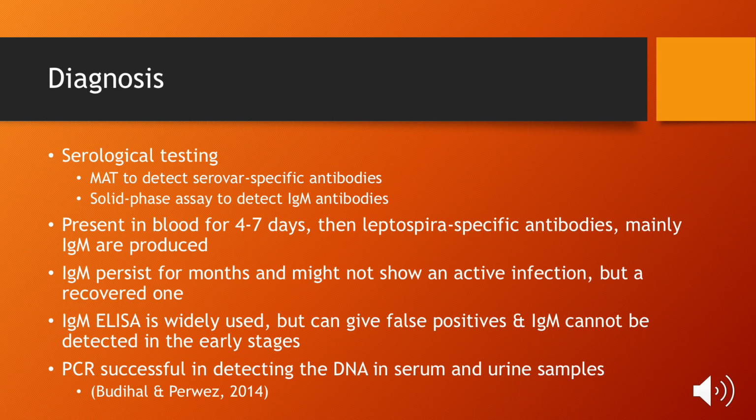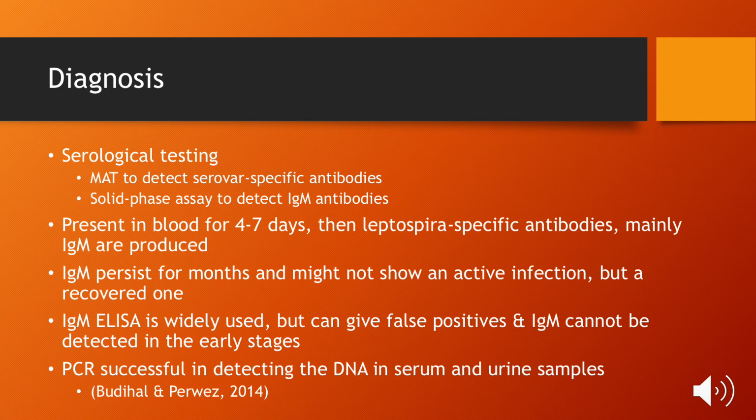In order to diagnose leptospirosis, serological testing needs to be done, where MAT is used to detect serovar-specific antibodies, or a solid phase assay to detect IgM antibodies. MAT is a microscopic agglutination test, which is generally the cornerstone of diagnosing leptospirosis because it allows testing for specific antibodies. However, it is labor intensive and the procedure is complicated, as the Leptospira strain needs to be maintained in order to prepare the live antigen.